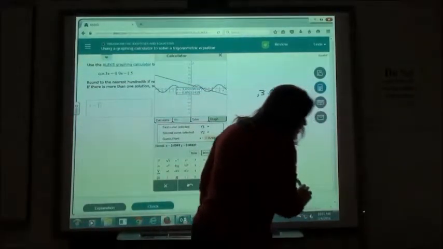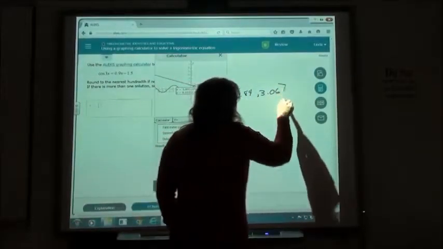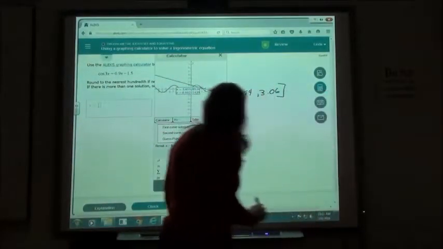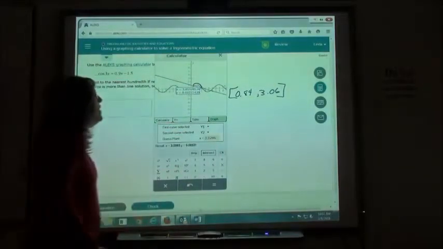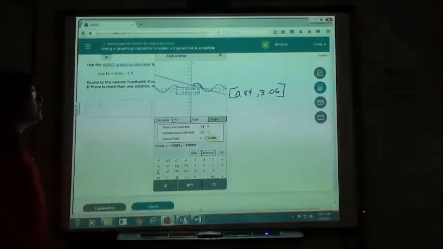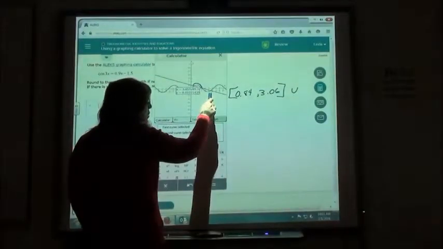So we went from 0.84 to 3.06. And that was going to be this first little part up here that's above my line since I'm doing greater than or equal to. I then have to do my second section, which is going to start right here.